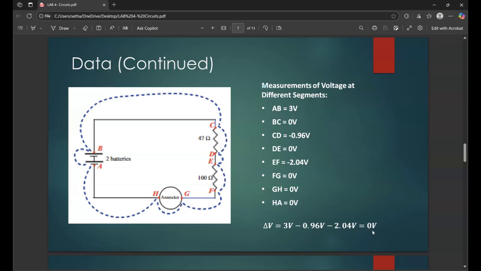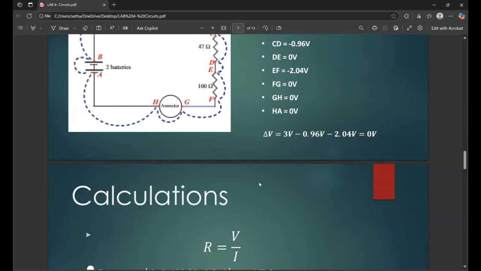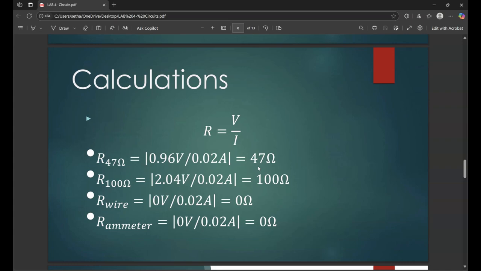So for calculations, we're looking for R, which we solve as V over I. For the R of 47 ohms, it is 0.96 volts over 0.02 amps to give us 47 ohms. For the R of 100 ohms, you've got 2.04 volts divided by 0.02 amps to get back to your number, 100. For the wire, there's 0 volts across it and 0.02 amps, so you're still sitting at 0 ohms. And same thing for the ammeter.